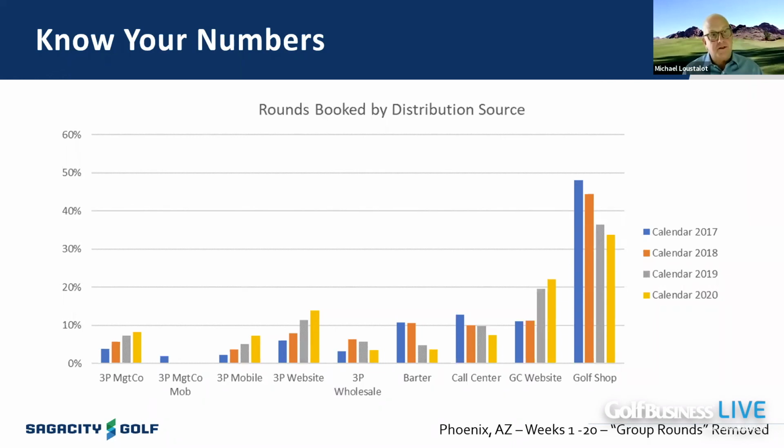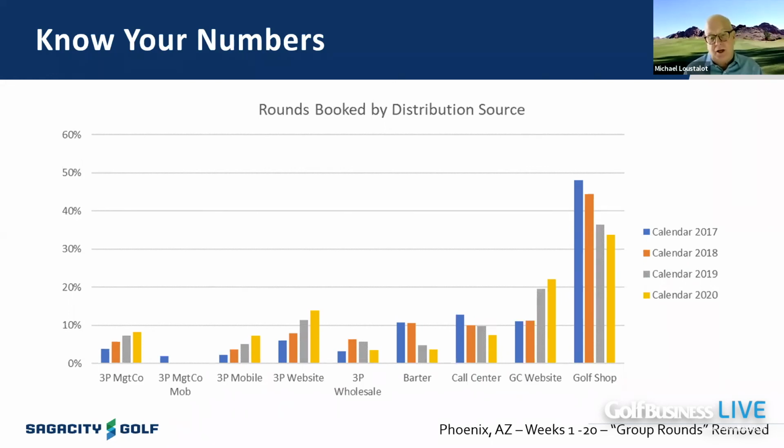And if you look at the group business, and you take out the group business, you can see that that golf shop has decreased by 30% in the last 4 years. The golf course's website has actually doubled. They're booking twice as many rounds on their website today as they were a year ago. The third party business has grown by 300%.